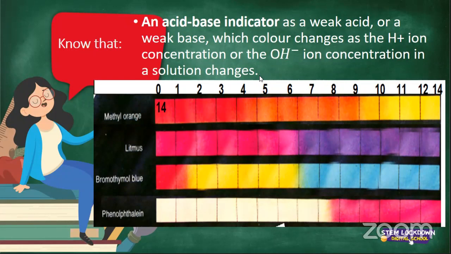So these are examples of commonly used indicators. You've got litmus indicator. Normally it is a piece of paper. In an acid, this is the color change, and in a basic solution, this is how it will look. You also have methyl orange, which will have these color changes, and you also have bromophenol blue, which has this color change range.